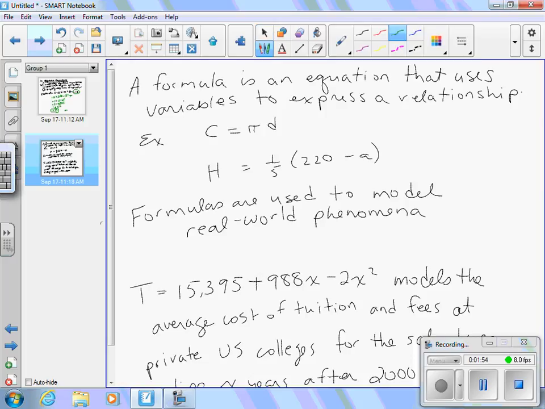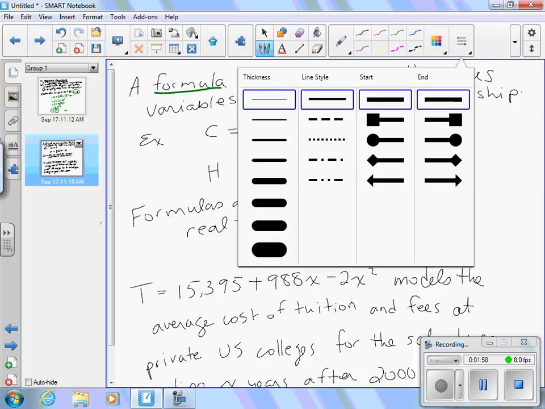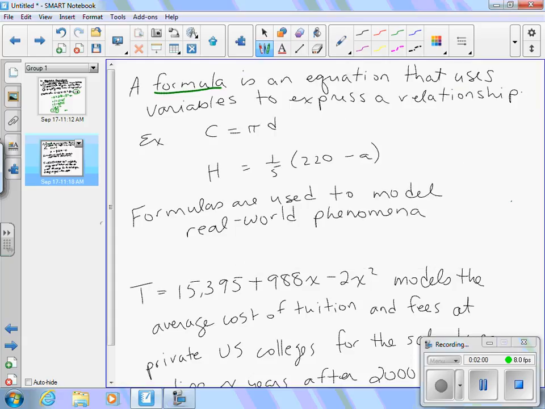Okay, now a formula is slightly different from an expression in that a formula is an equation, so it has an equal sign in the middle. And a formula is an equation that uses variables to express a relationship. So in these two examples, here I've got C equals pi d. That may be familiar to some of you, and that expresses the relationship between the circumference and diameter of a circle.